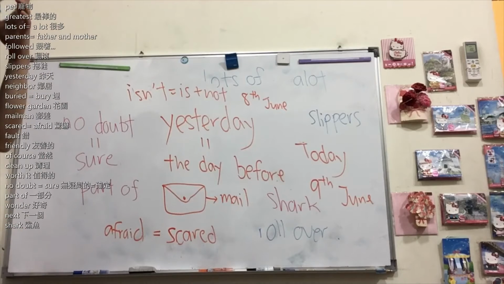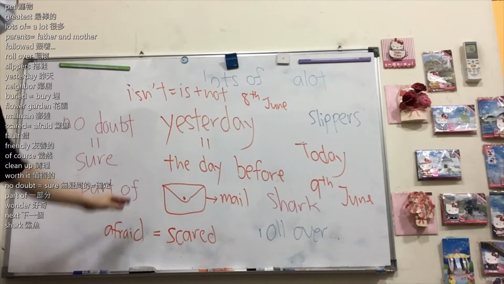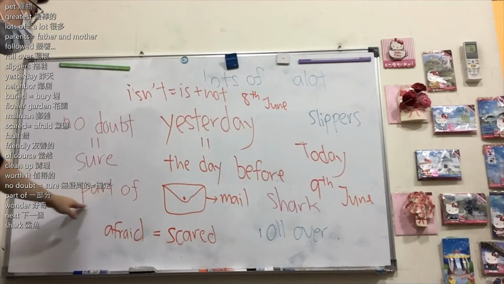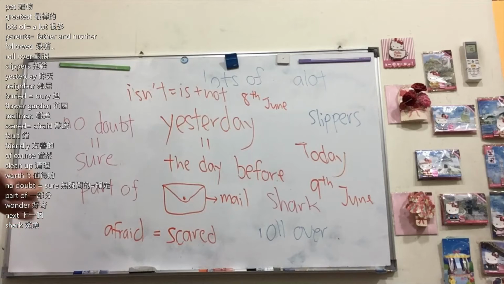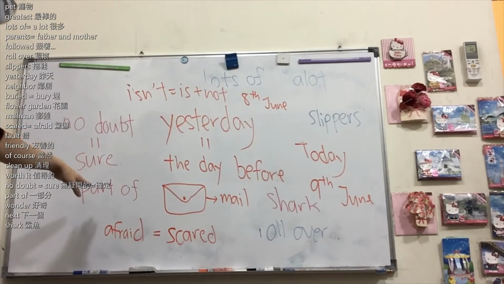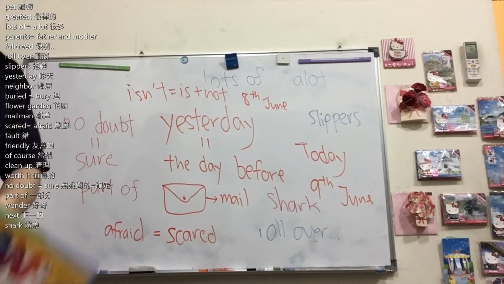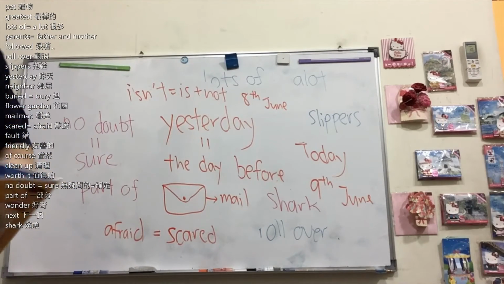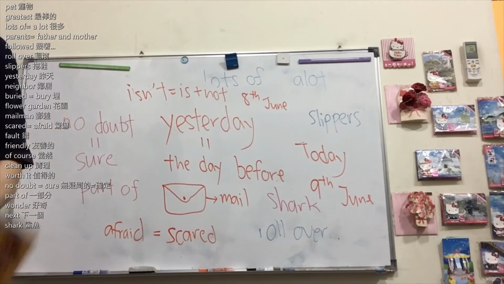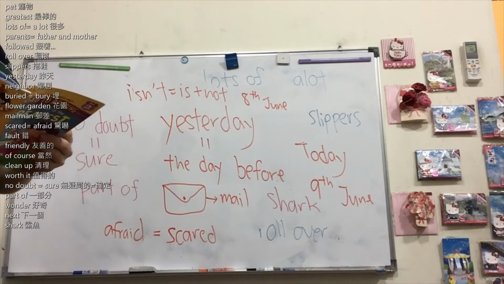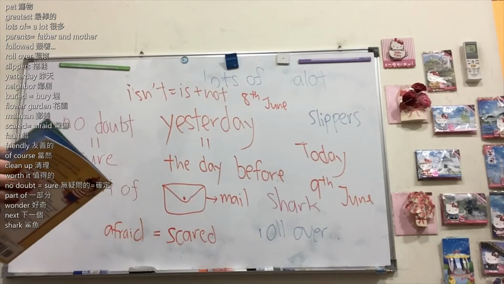And lastly, we also learn the word part of. This phrase can be used in a sentence like, the dog is part of my family. So these are some of the new vocabulary that we have learned today. I give you 5 seconds to look at the board.